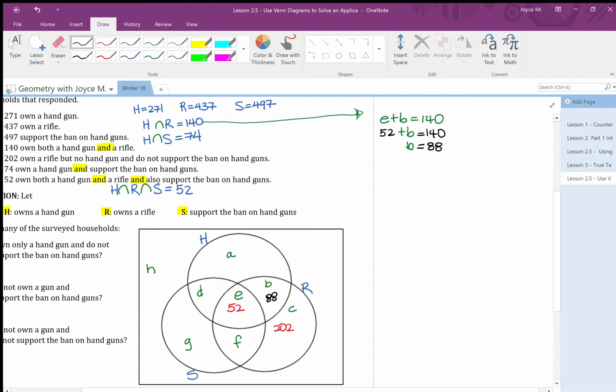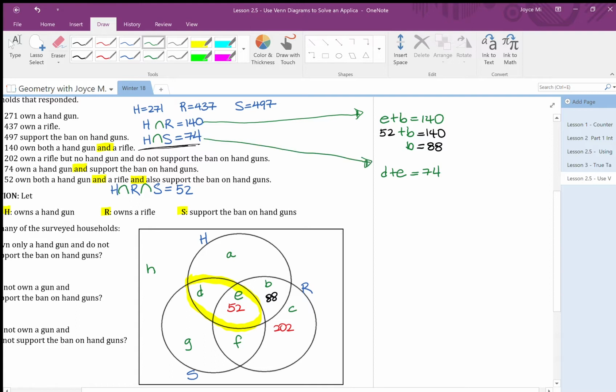In the same manner, I can use the intersection, which is the second piece, 74. The intersection between H and S, referring to this region over here, H and S, right? Representing this part here. So that's D plus E. So I have D plus E is going to give me 74. And that is this piece of information over here.